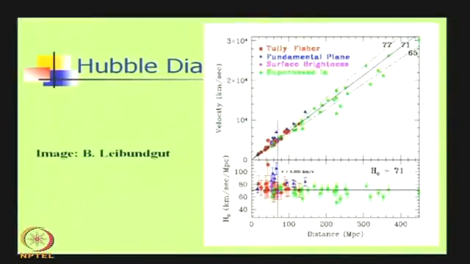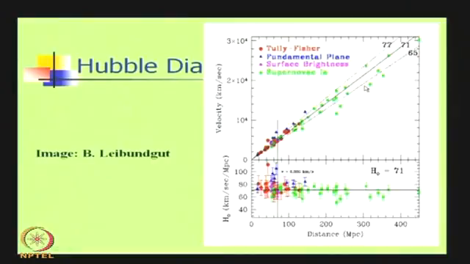So, this picture is a modern Hubble diagram. The picture I had shown you right at the start, distance versus redshift or distance versus velocity, is what is called a Hubble diagram. This is a modern Hubble diagram, and this has a variety of data which has gone into this. So, let me tell you what these data are.